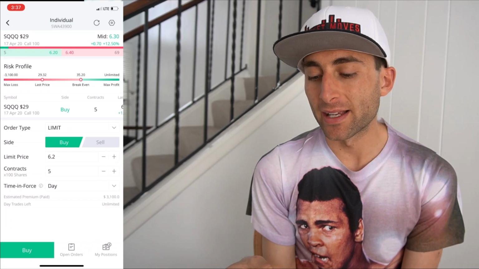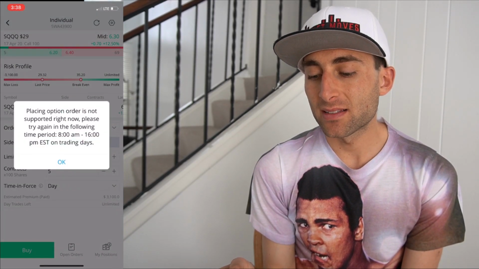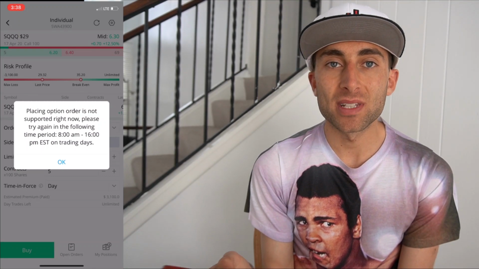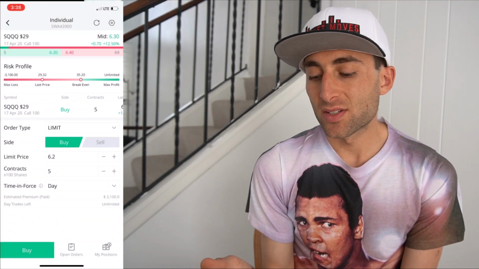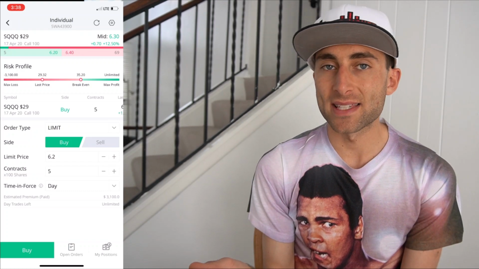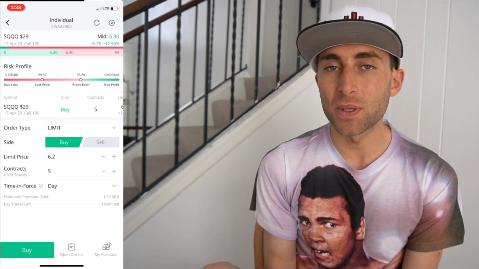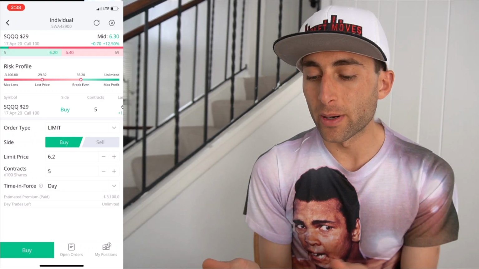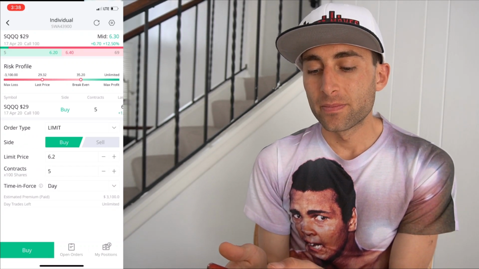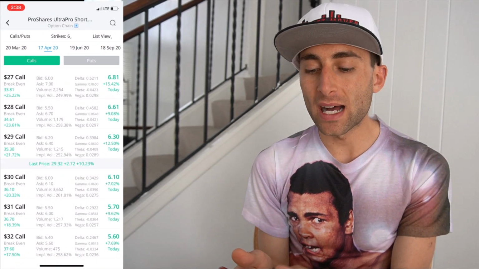Now I just click buy. And it's gonna tell me not supported now, needs to be during market hours. So I guess that's why they don't do good till cancel. They want you to be trading and putting these option orders when the market's actually open. So that is Webull options.